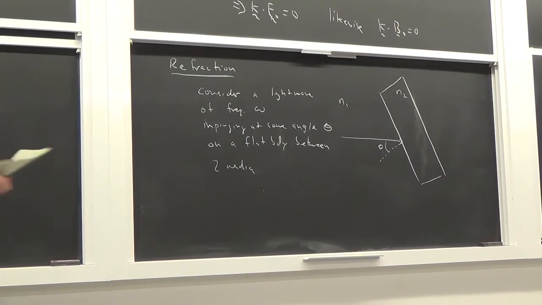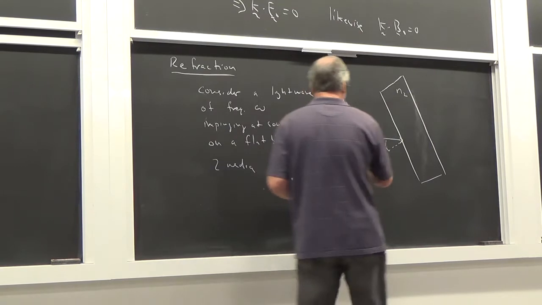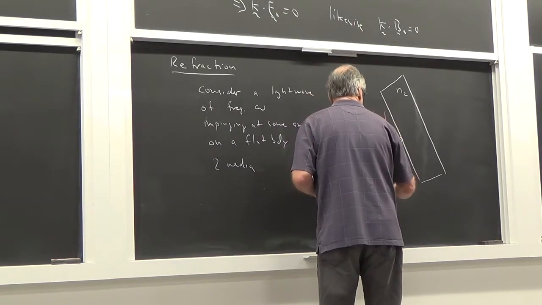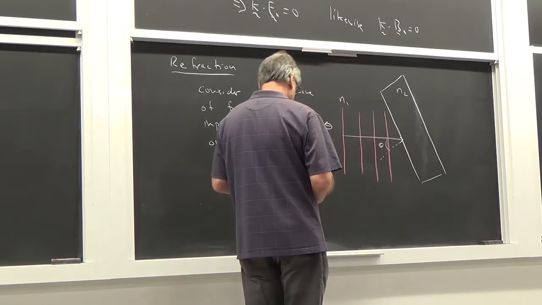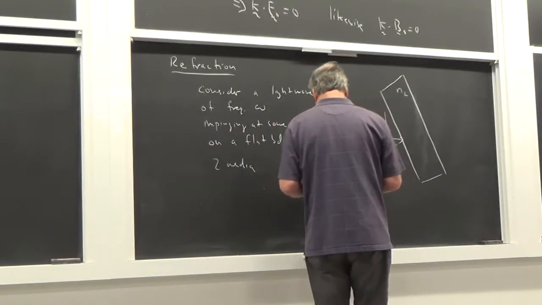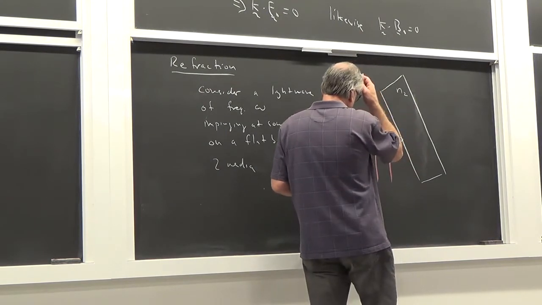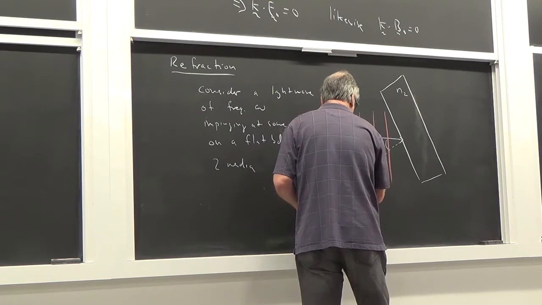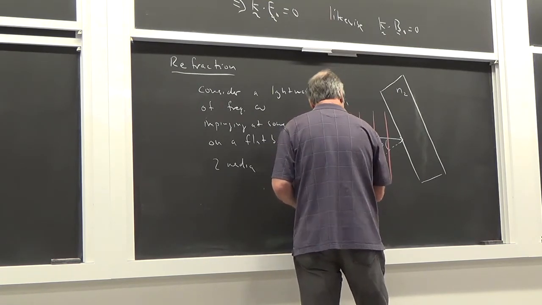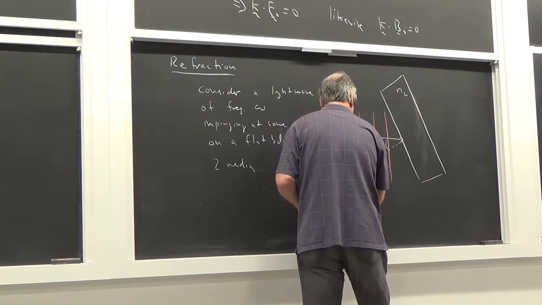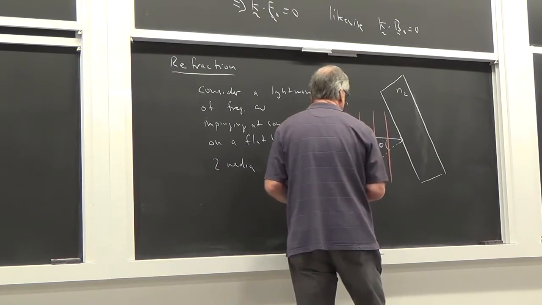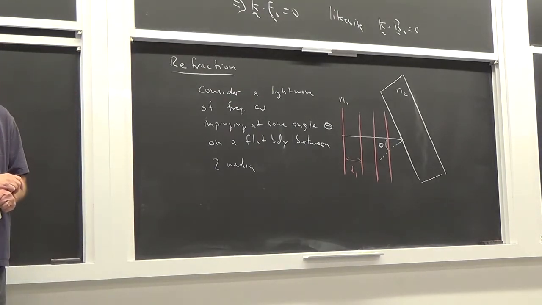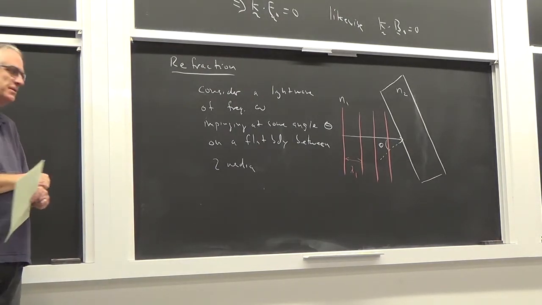So I could come along with wave fronts that look like that. These wave fronts are separated by the wavelength. Okay, so this is lambda 1. I call it lambda 1 because it's the wavelength in medium 1. And that wavelength is going to change in medium 2 because the speed is different.